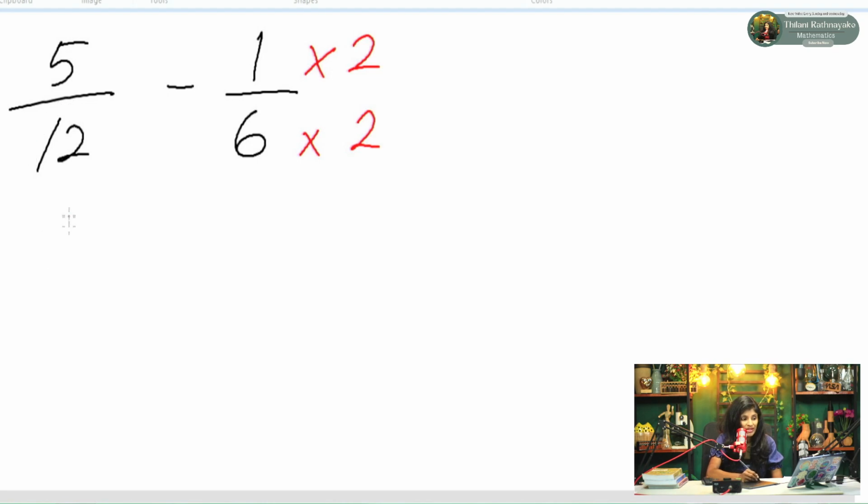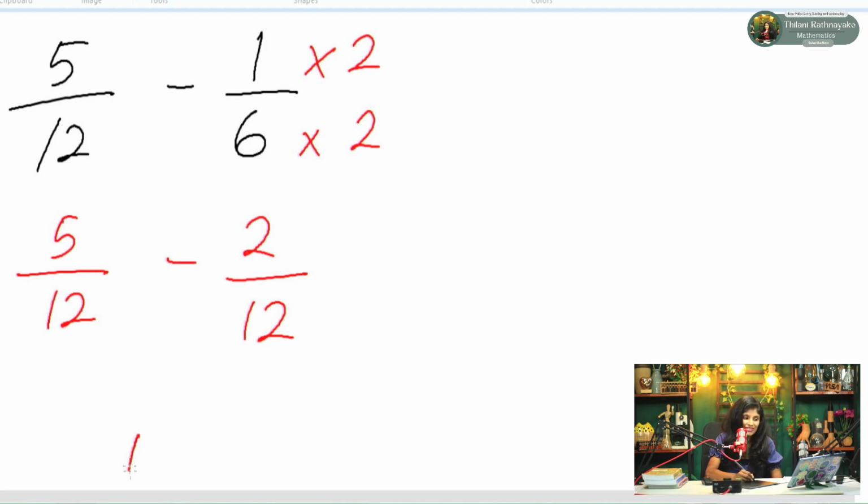Okay, so here I have again 5 over 12. That's the same thing. Here 1 times 2 is 2. 6 times 2 is 12. So now we have a common denominator, that is 12, and 5 minus 2. What is the answer? Yes, that is 3. Okay. So this is the answer.